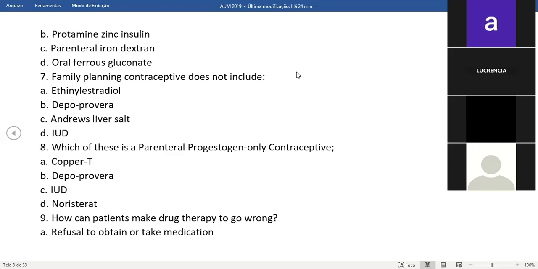So what's protamine zinc insulin used for? For diabetes. What type of diabetes? Type 1. Yeah, type 1. Very good.